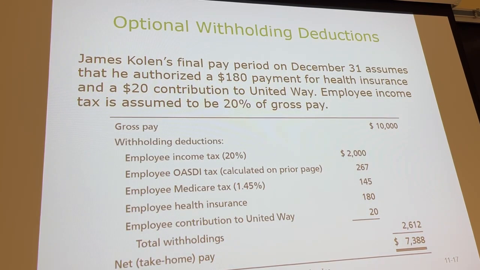Okay, then this particular employee also has some optional withholding deductions. Those are for health insurance and for United Way. If we were to look at all of his withholding deductions, they're shown here on this slide. His gross pay is $10,000. Then we list all of his withholding deductions, both the mandatory ones and the optional ones. His total withholdings are $2,612. That leaves him with net pay of $7,388.